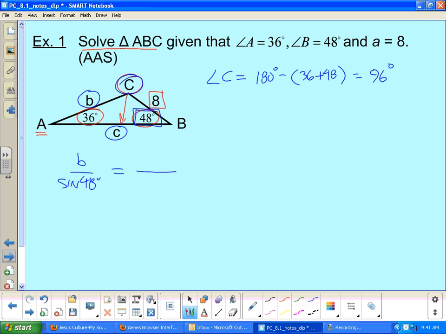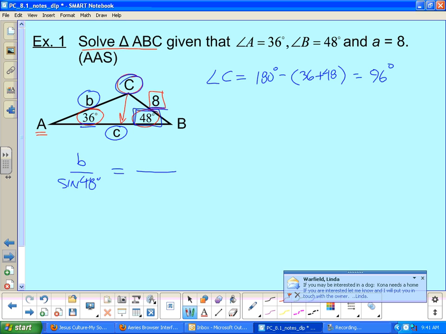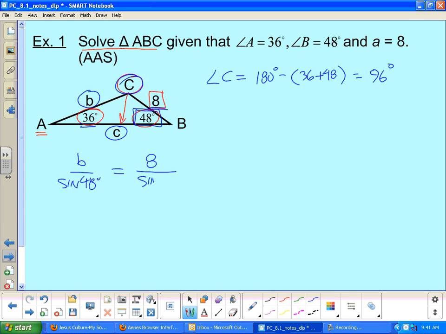And now I pick. Now this is the important part. Pick it right. What you have to use next is the relationship in which you have the side and the angle that are known. And that means, in this case, 36 and 8 are across from each other. I have to use that relationship. So I'd say 8 over the sine of 36. And now we're ready to solve for B.